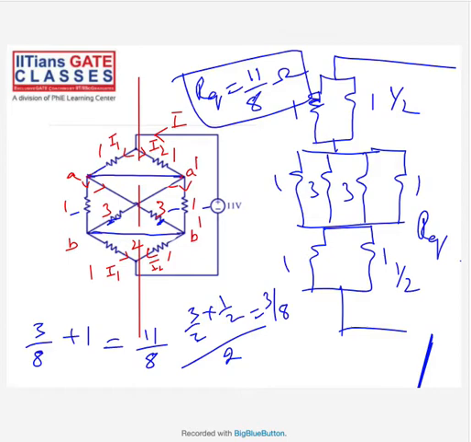R equivalent is known. How can you find the current? I is equal to V by R. V is given. Find the current. Tell me the answer. 11 by 11 by 8. Sorry, 11 by 11 by 8 is 8 amperes. Current is 8 amperes.